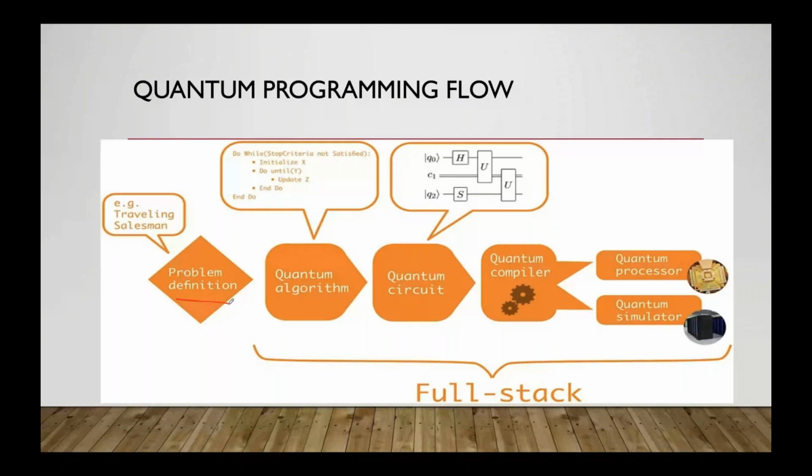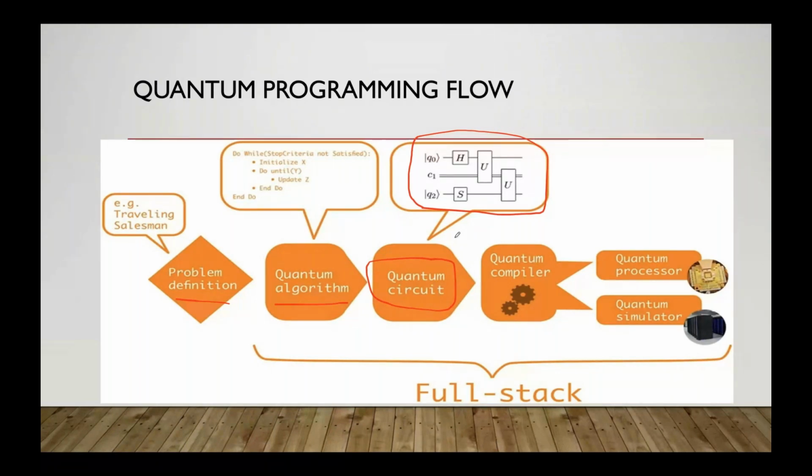The first step is building a quantum algorithm, and that quantum algorithm will be converted into something called quantum circuits. So this is an example circuit that you are seeing here. These circuits will help manipulate the qubits that you have created.